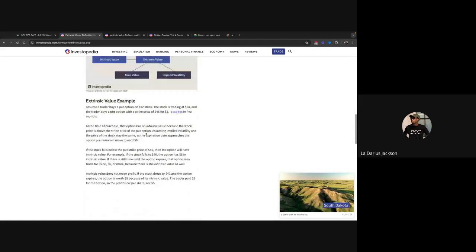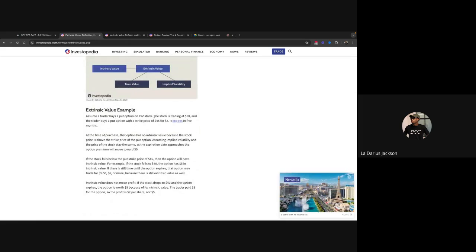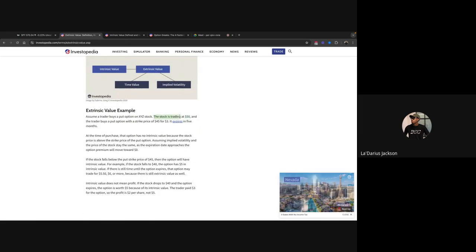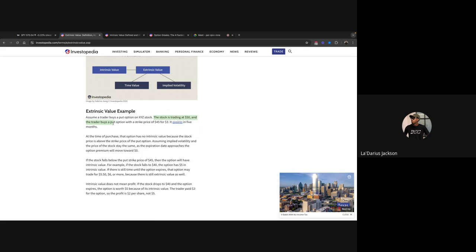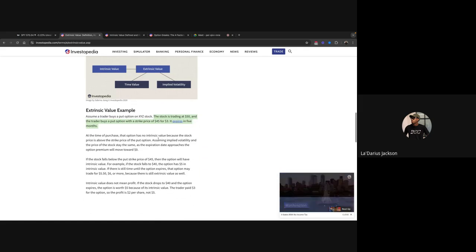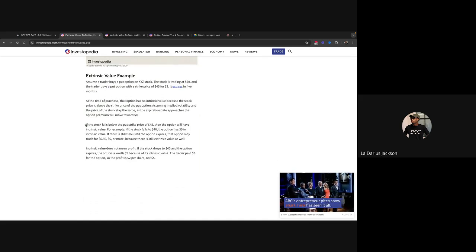In this situation, you have a put. The stock is trading at $50, and the trader buys a put with a strike of 45. So there's no intrinsic value because it's 45 to 50, and we were thinking that it's going to go down. And if you read here, it goes more into detail about if the stock falls below the $45 price, then the option will have intrinsic value. So if it falls down to 40 bucks, the option will have $5 of intrinsic value.